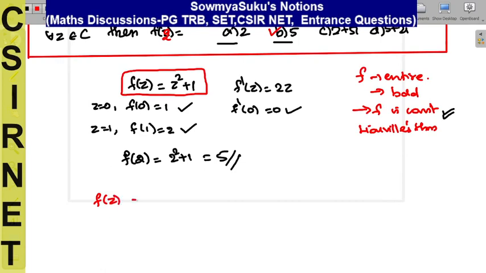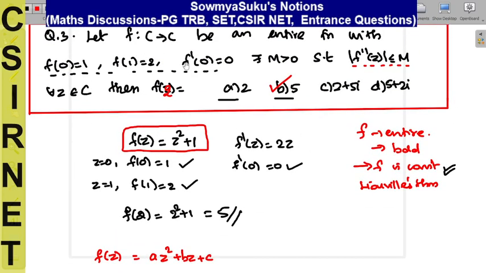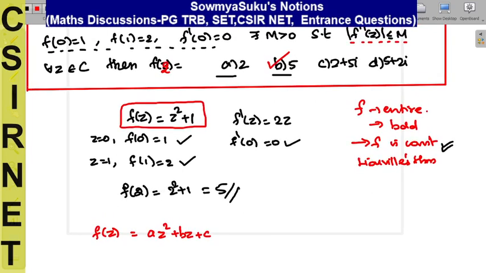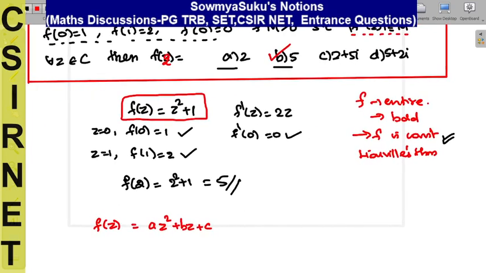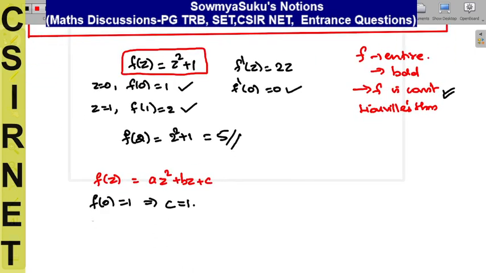If you find it difficult to find this function z square plus 1, you can take the general function f of z equal to a z square plus b z plus c. I am taking these three constants because we have three conditions. Let's check them. f of 0 equal to 1 implies c is equal to 1. Next, f of 1 is equal to 2, given in the question, so a plus b plus c equals 2, and c is 1, so a plus b is equal to 1.